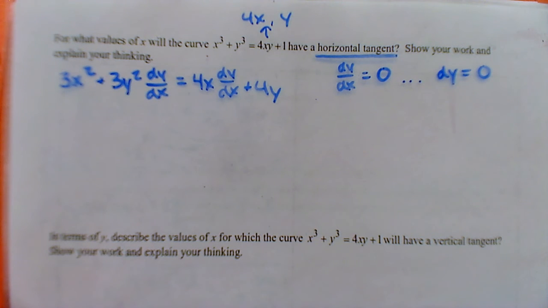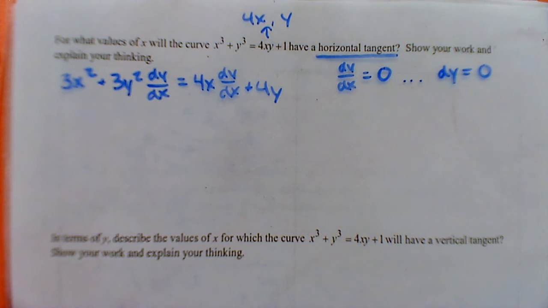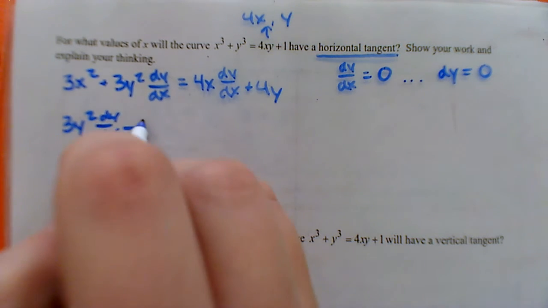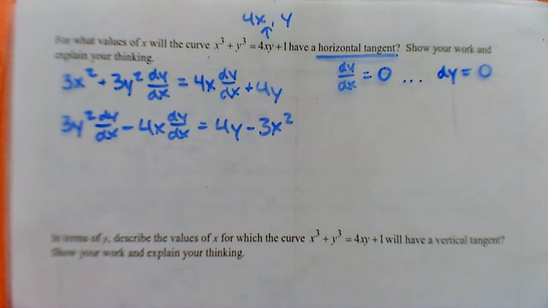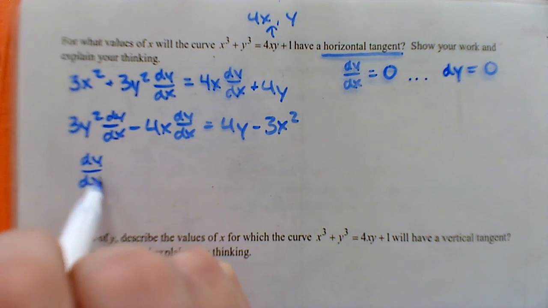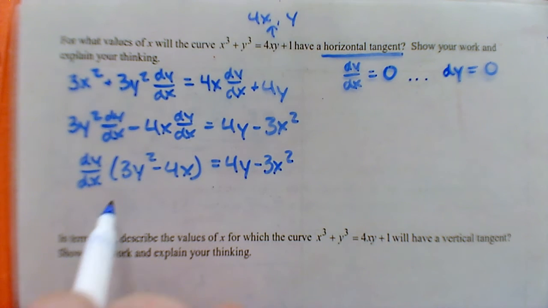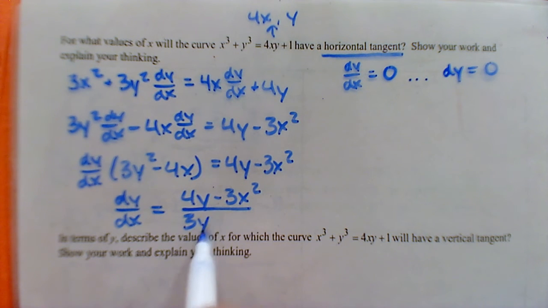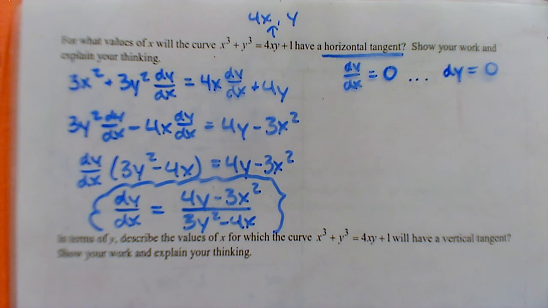We're going to clean it up. Do a little switcheroo, get all the derivatives on one side, everything else on the other. I think most of us might prefer moving the derivatives to the left-hand side. Is that a true assumption? Maybe? Okay. So 3y squared dy over dx minus 4x dy over dx plus 4y minus 3x squared. We can factor out a dy over dx. And last but not least, do a little division. We'll get our final derivative. Are we getting pretty quick with those?